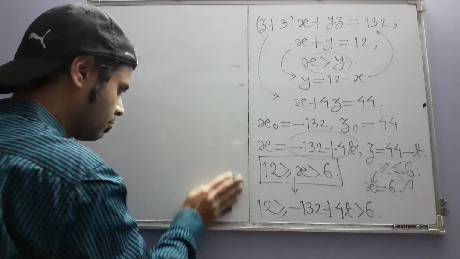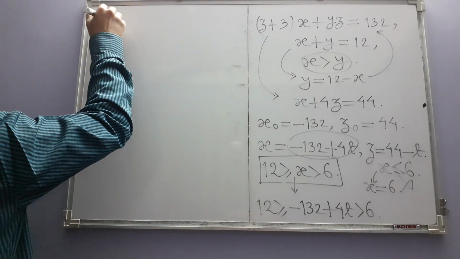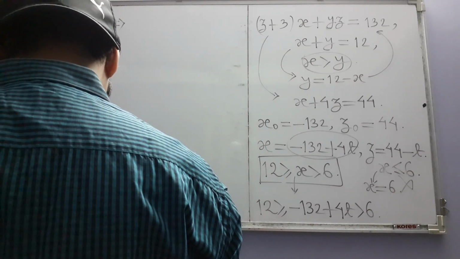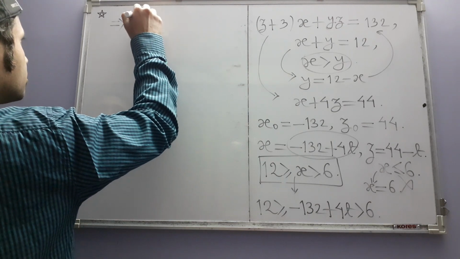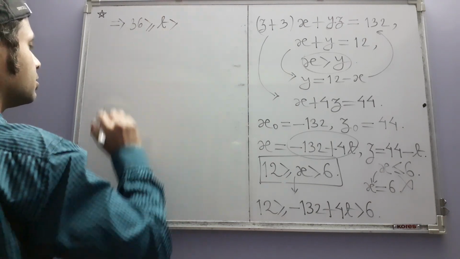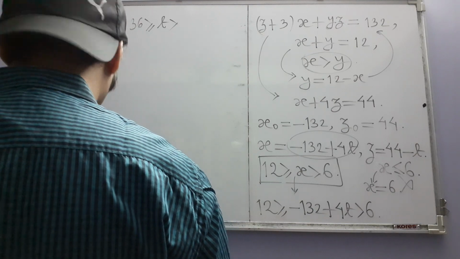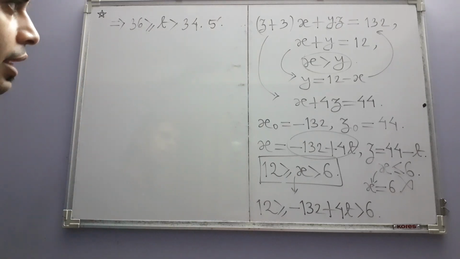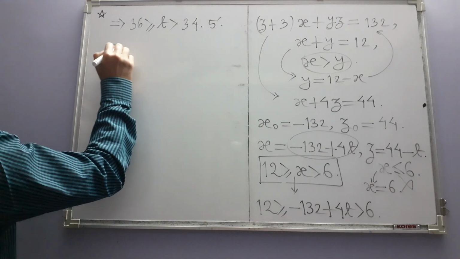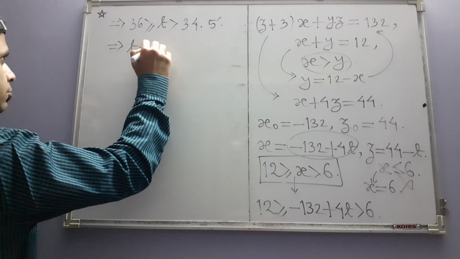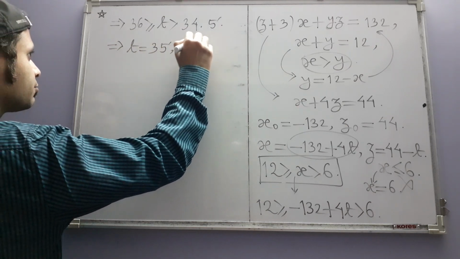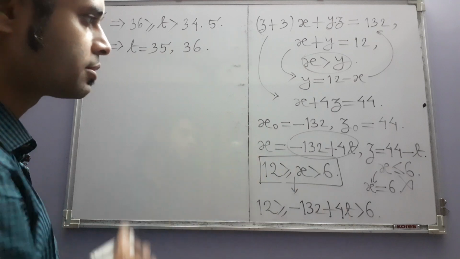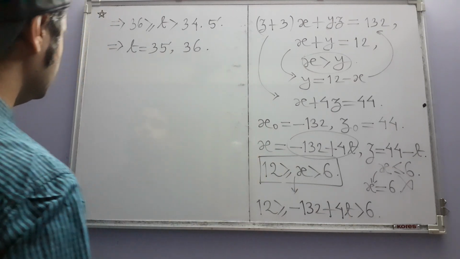The first, ultimately we get this: 36 greater than or equal to t, and t should be greater than 34.5. Keeping in mind that t after all is an integer, this gives us exactly two values of t, 35 and 36, and corresponding to them we get two sets of values for x, y and z.